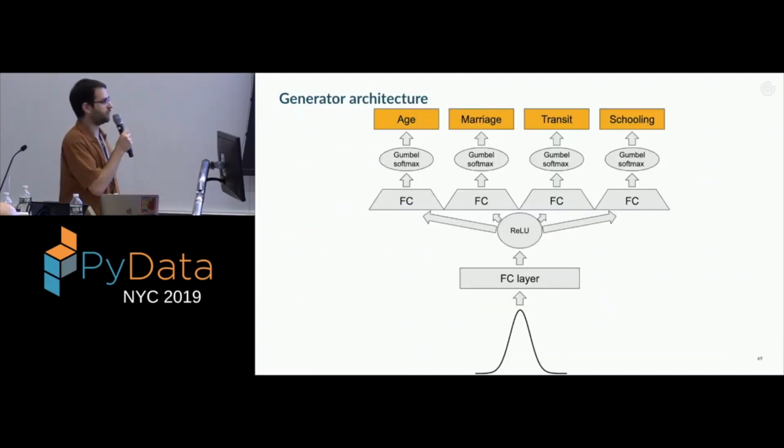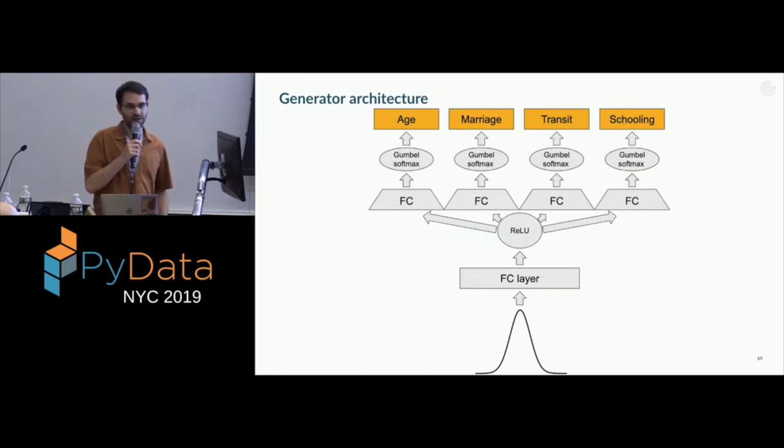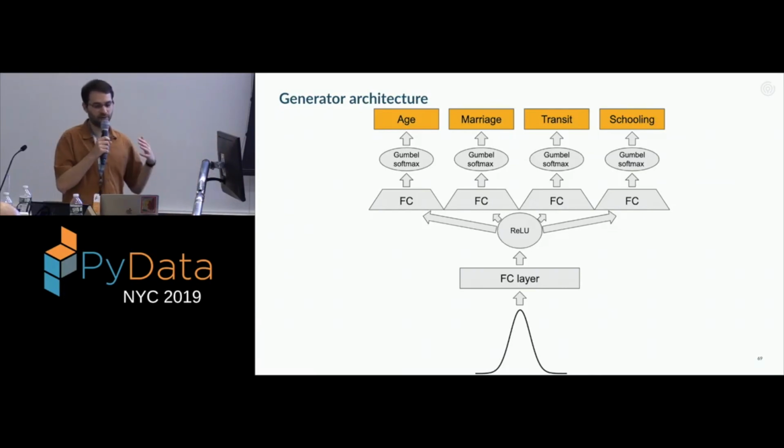Okay, so here's a quick illustration of the generator architecture. At the bottom, you have this bell curve representing the Gaussian noise that is the input to the generator. That gets passed into a fully connected layer that maps to some hidden units. You pass that through a nonlinearity to do some thresholding. And then you have this sort of ugly, complicated architecture where you have fully connected layers plus this Gumbel softmax. That's going to be the thing that basically maps from these hidden units onto the categories that we want as the outputs. So it's sort of a multi-output model with an output for each category. So age, marriage, transit, schooling.